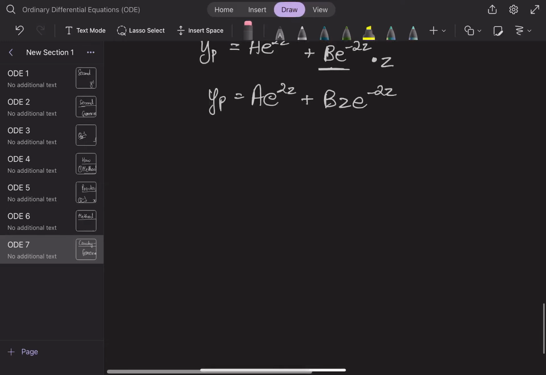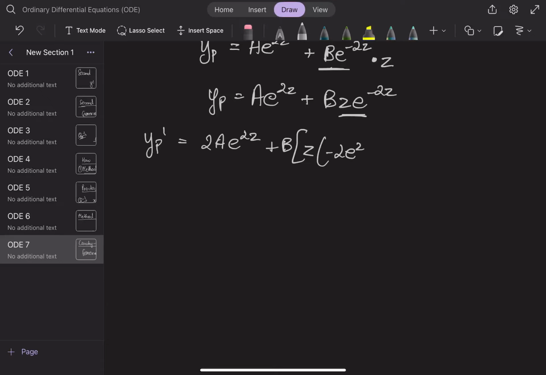So now let's differentiate. Yp dash becomes 2A e raised to 2z plus B, here we have to apply the product rule. So ignore z, minus 2 e raised to minus 2z, and then ignore e raised to minus 2z and differentiate z, which is 1.